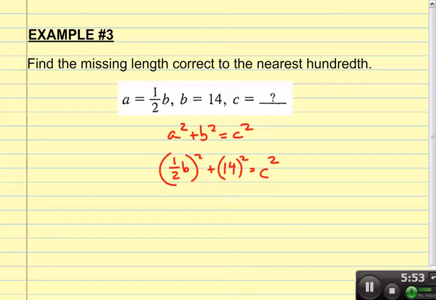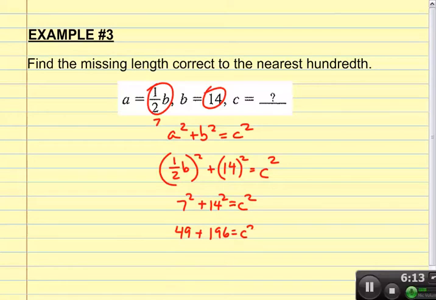Wait, half of b? Half of b is 7. I was worried there for a minute, guys. This is b, it's 14. A is half b, so that means that a is 7. So I can write this as 7 squared plus 14 squared is equal to c squared. Man, it took me a minute to figure out what was going on there. All right, so 49 plus 14 squared, which is 196, is equal to c squared.